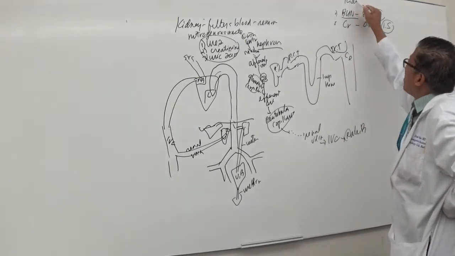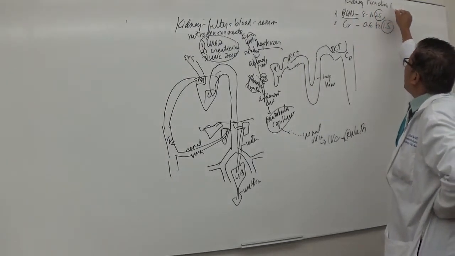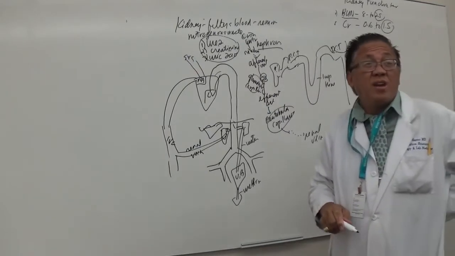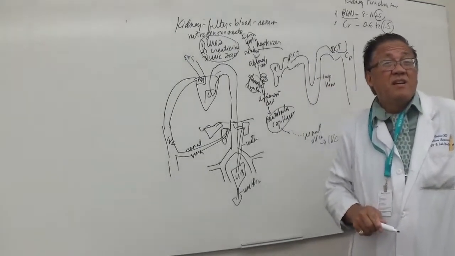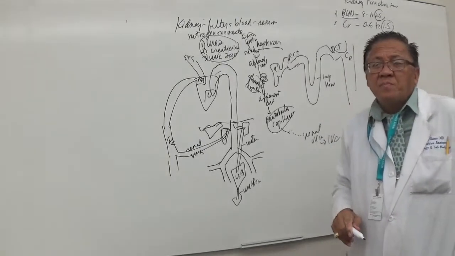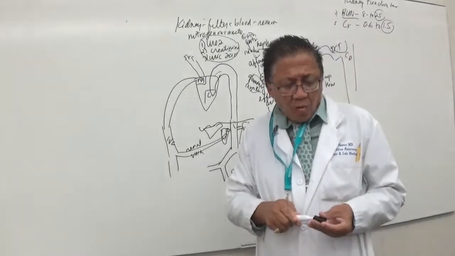So, is there what we call kidney function test? So the BUN stands for blood, urea, nitrogen. Serum creatinine is this value here. Okay? So let's talk about what happens.